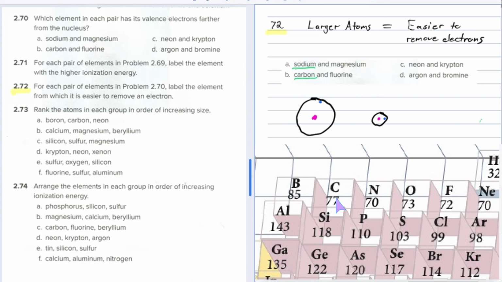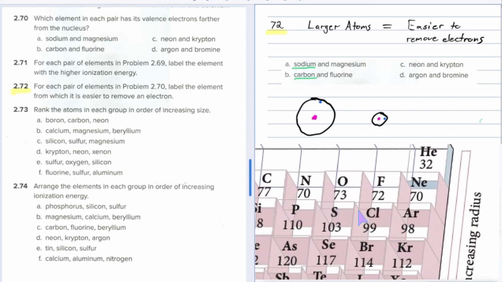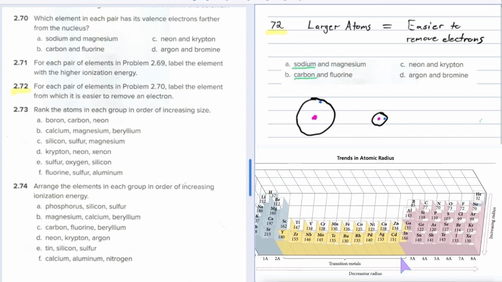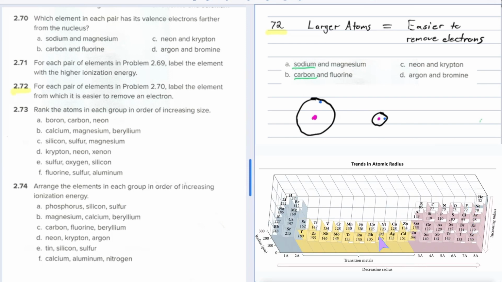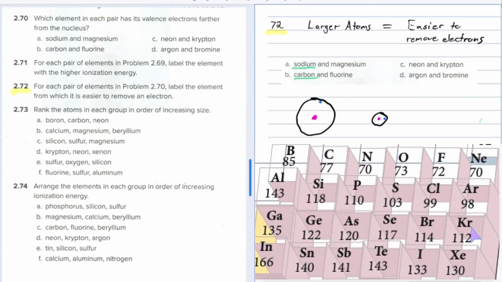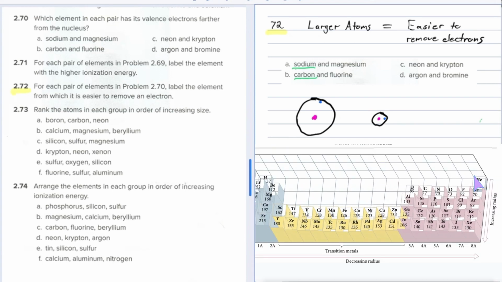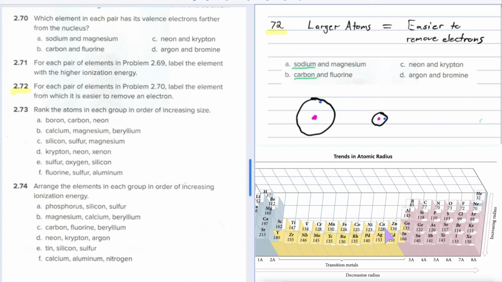Then you've got neon and krypton. These are two noble gases, over here. Neon and krypton. So krypton is closer to the big corner. It's going to be easier to remove its electron. You don't need to know the atomic radius, but there they are, 70 and 112 picometers. But krypton's closer to the big corner, so we're going to underline that one. It's bigger and it's easier to remove the electron.